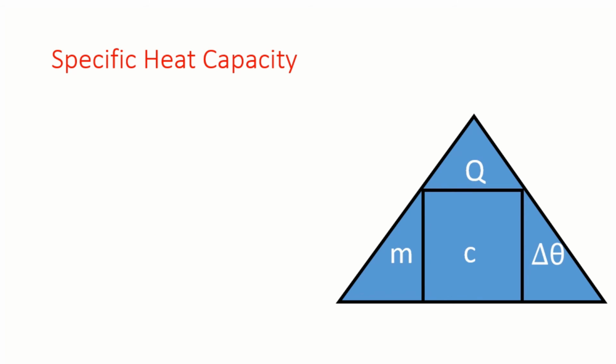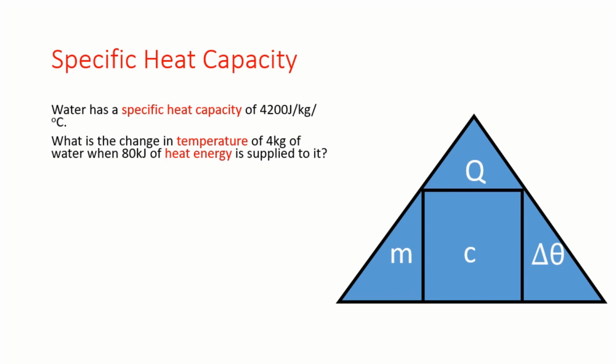Here we go then. Let's imagine we have water. Water is a very standard example, has a specific heat capacity fairly well determined of 4,200 joules per kilogram per degree Celsius. What that means is if I have a kilogram of water, then I need 4,200 joules to raise the temperature by 1 degree Celsius. Now, a slightly harder question for this one would be to say, what's the change in temperature if we had 4 kilograms of water and we are going to supply 80 kilojoules of heat energy to it?